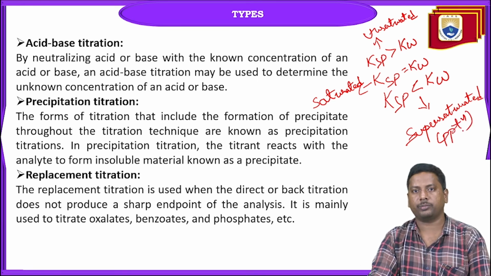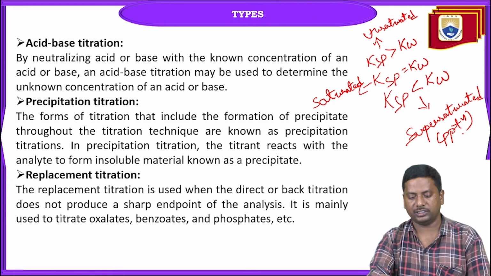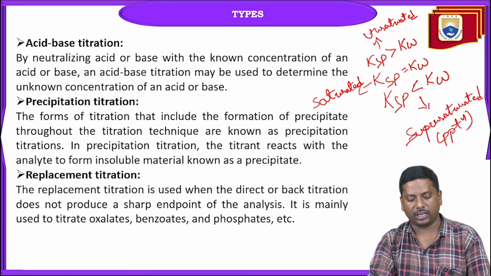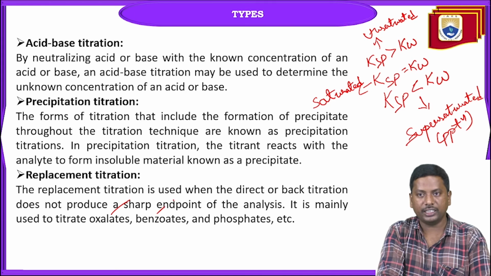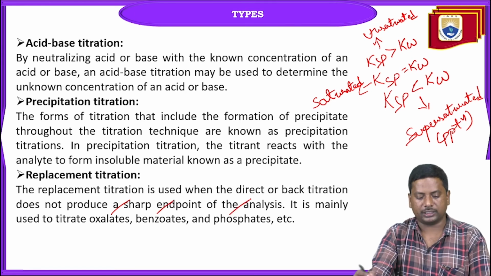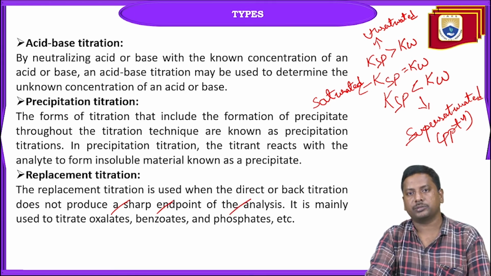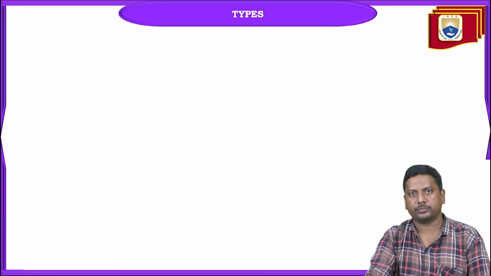So for the purpose of precipitation, the condition is always the solubility product is less than the ionic product. Okay, and the third one is a replacement titration. The replacement titration is used when the direct or back titration does not produce a sharp endpoint of the analysis. It is mainly used to titrate oxalates, benzoates, and phosphates, etc. All these types come under the category of replacement titrations.